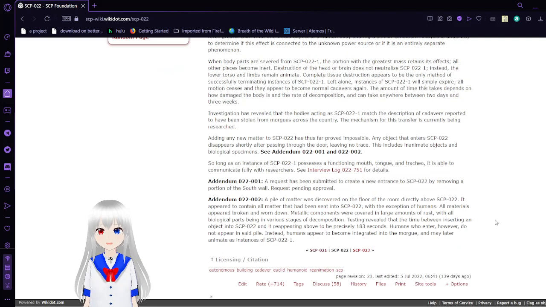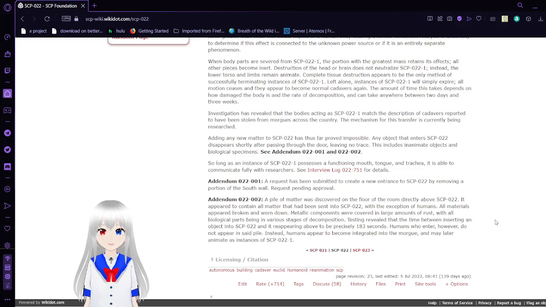When body parts are severed from SCP-22-1, the portions with the greatest mass retain all effects, all other pieces become inert. Destruction of the head or brain does not neutralize SCP-22-1; instead, the lower torso and limbs remain animate. Complete destruction of tissue appears to be the only method of successfully eliminating instances of SCP-22-1. Left alone, instances of 22-1 will simply expire, all motion ceases, and they appear to become normal human cadavers again. The amount of time this takes depends on how damaged the body is and the rate of decomposition, and can take anywhere between 2 days and 3 weeks.